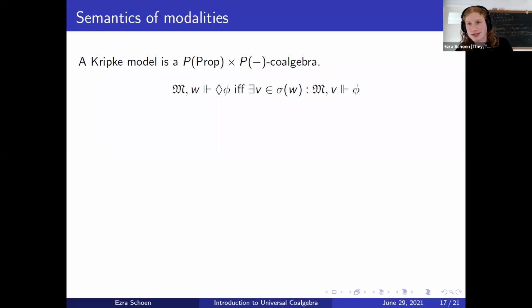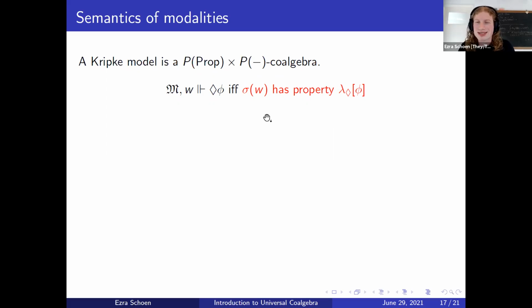And now let's look at the semantics of the diamond. So diamond phi is true at the world if there is a successor at which phi is true. Okay. I now want to abstract away from this definition and look at the form that it has, because this form can then be generalized to a very general coalgebraic framework. So what's the form that it has? It looks like sigma of W, the set of successors, has some property which depends in some way on the formula phi.